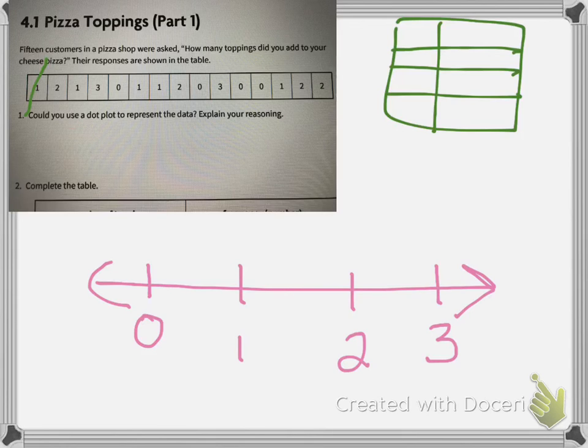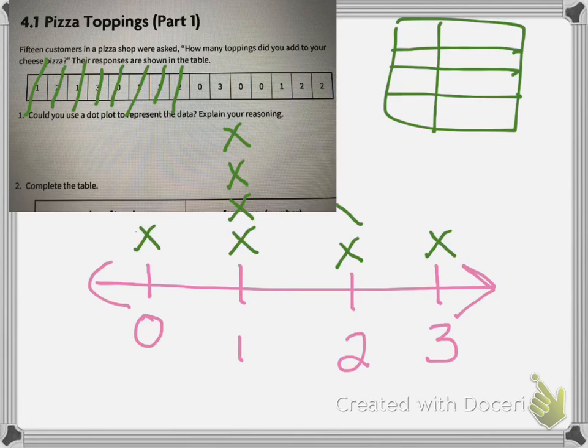So I have one person who answered 1, so I'm going to put an X above the 1. Someone said 2, and I've got a 1. Here's a 3, and so forth. So you can see how you can create a dot plot directly from the data if you can stay organized and remember to cross off each piece of data as you're adding it to your dot plot.